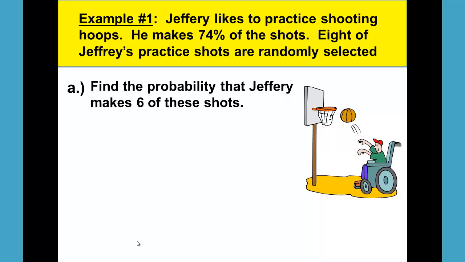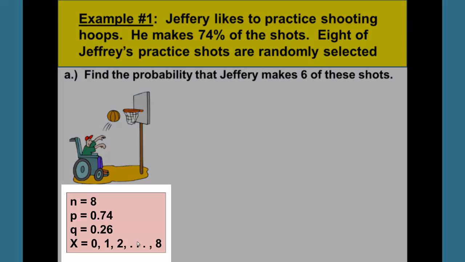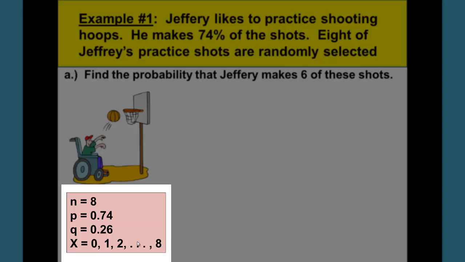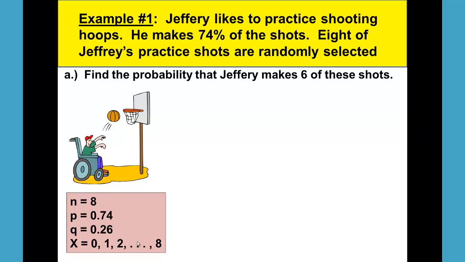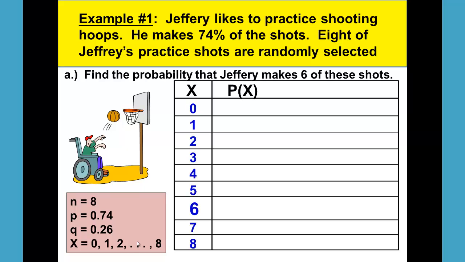Now we're ready to start the actual problem with Part A. Find the probability that Jeffrey makes 6 of these shots. This part asks us to find the probability for exactly 6. Here are our numbers that we had previously, and now we need a chart to keep up with our probabilities as we find them. Circle the value that you're looking for, in this case, exactly 6.